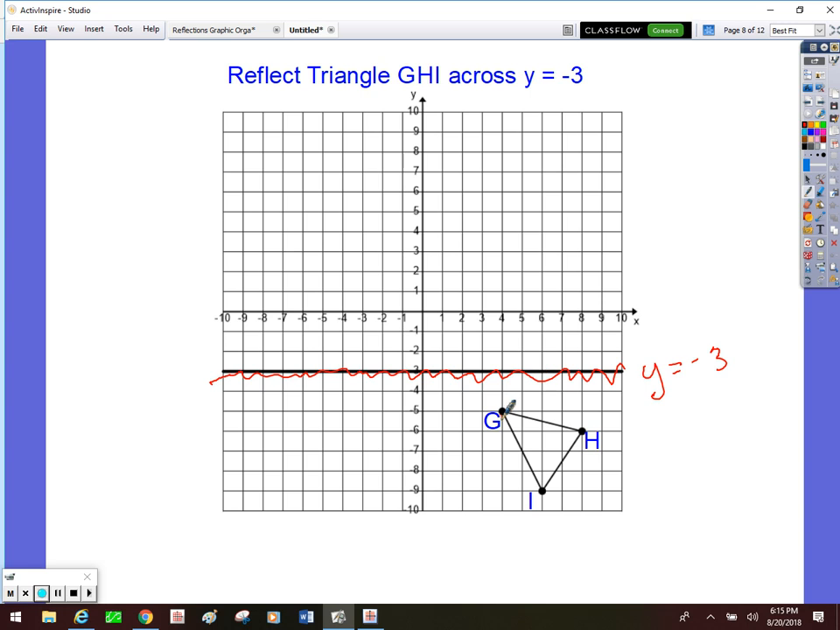All you're going to do is count from here to the line. So 1, 2, 1, 2. There is G prime. 1, 2, 3.